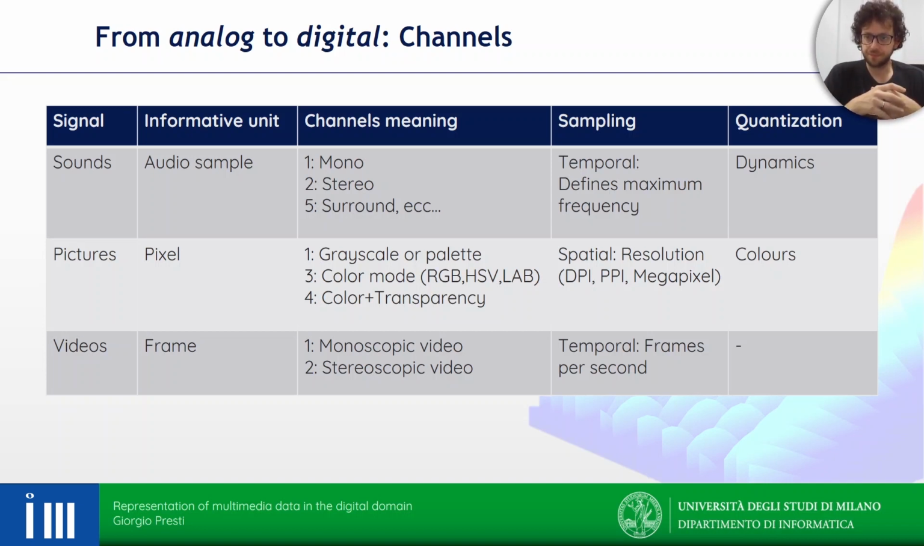And finally, video, which is basically a sequence of pictures. So the informative unit is the frame, which is the single picture. We can have a monoscopic video, just like images, or stereoscopic videos. And the sampling is a temporal sampling, which is basically the frames per second. And of course, each frame inherits the sampling and quantization properties of single pictures.